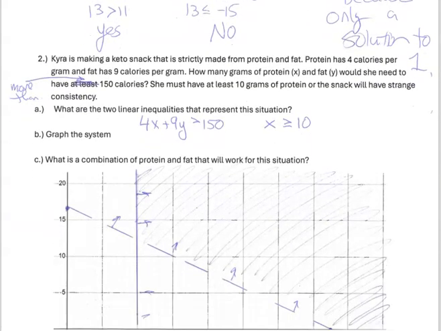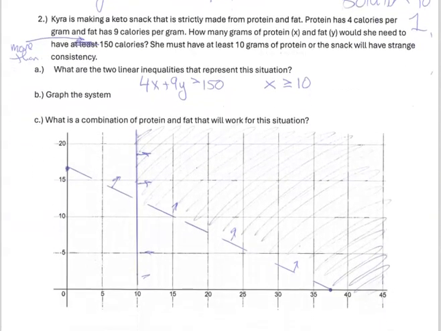The next one, we're talking about those keto snacks again. You end up getting 4 calories from protein and 9 calories from fat. It says that x is going to be the number of grams of protein, y is going to be the grams of fat. And I changed it up to say more than, just to get some variation, more than 150 calories. She must also have at least 10 grams of protein, or the snack will have a strange consistency. So what are the two linear inequalities?